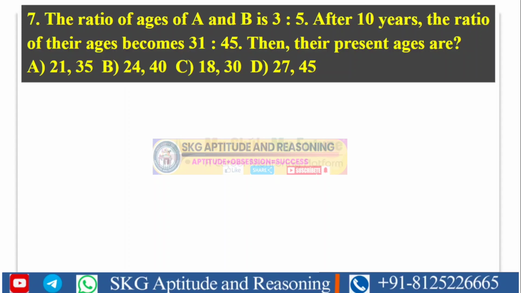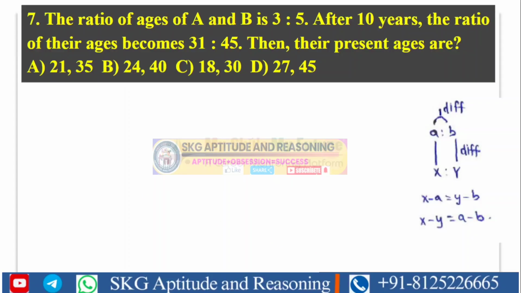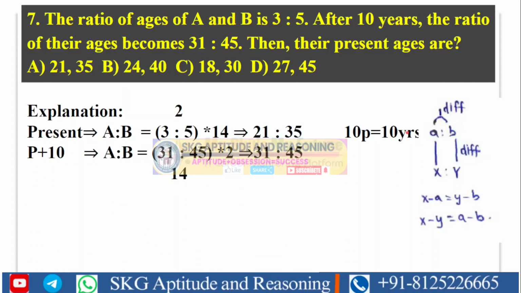This was a very basic problem which I already explained in the previous video. If we understand the previous 2 to 3 problems, the same kind of explanation will be applicable for this problem also. So what is the data given? The ratio of ages of A and B is 3 is to 5. So let us take the present ages of A and B as 3 is to 5. And after 10 years, after means we need to take the future data, that is P plus 10.